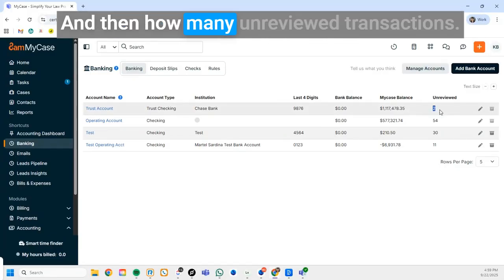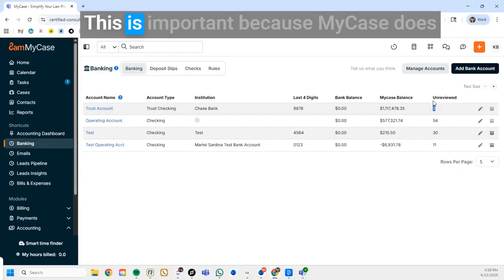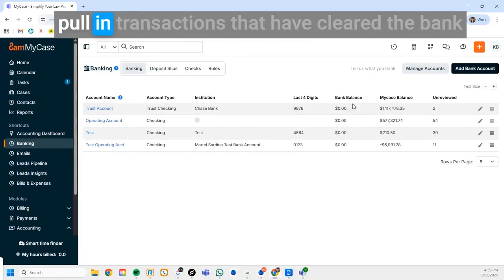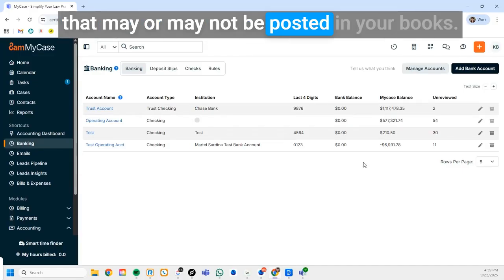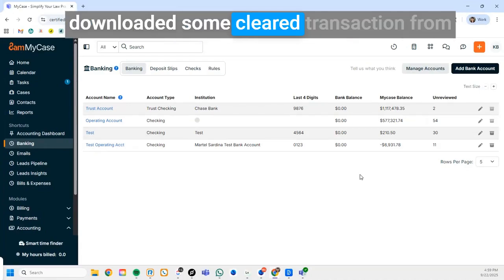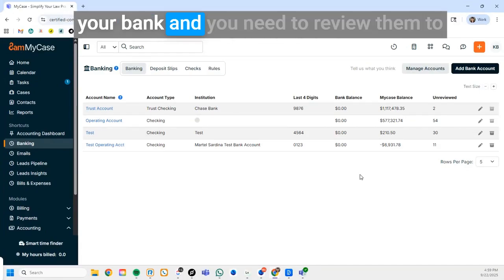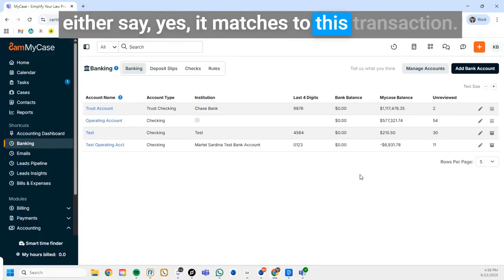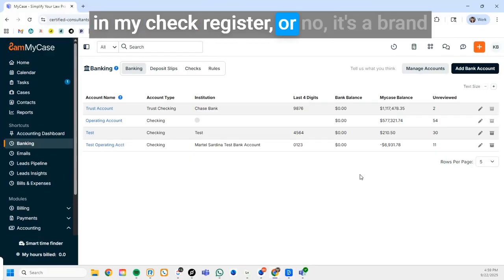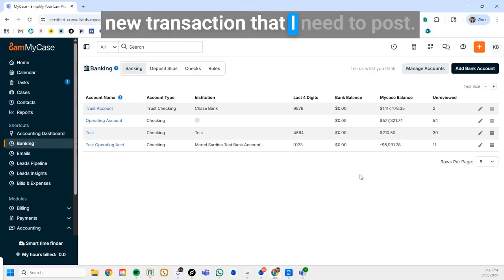And then how many unreviewed transactions? This is important because MyCase does connect directly to your bank online, and it will pull in transactions that have cleared the bank that may or may not be posted in your books. Unreviewed just means that MyCase has downloaded some cleared transactions from your bank, and you need to review them to either say, yes, it matches to this transaction I already recorded in MyCase Accounting in my check register, or no, it's a brand new transaction that I need to post.